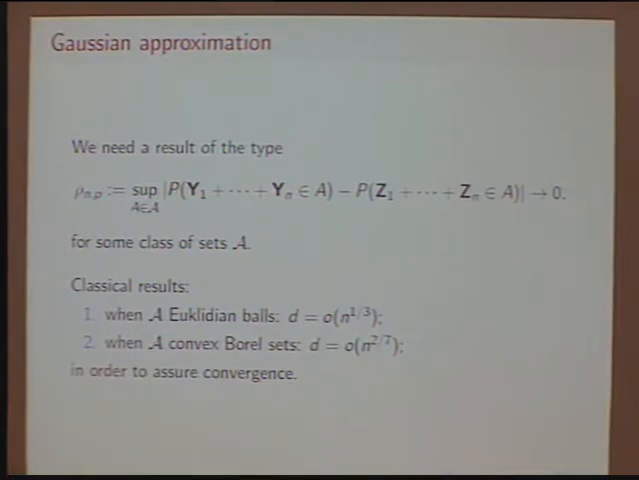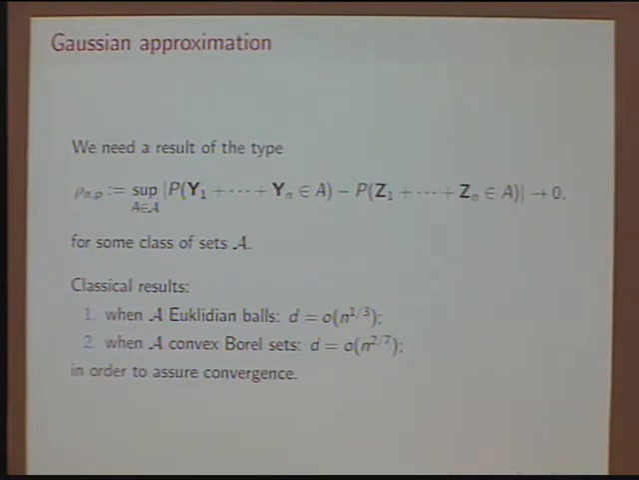If you take, for example, Euclidean balls or convex Borel sets, then the maximum dimension that is allowed is of the order n to the one third or n to the 7th. That's all kind of results, but nothing goes up to n. We actually need much bigger than n, and here we have much smaller than n. So this is kind of a Berry-Esseen theorem for high dimension, but it's not going high enough for what we need.